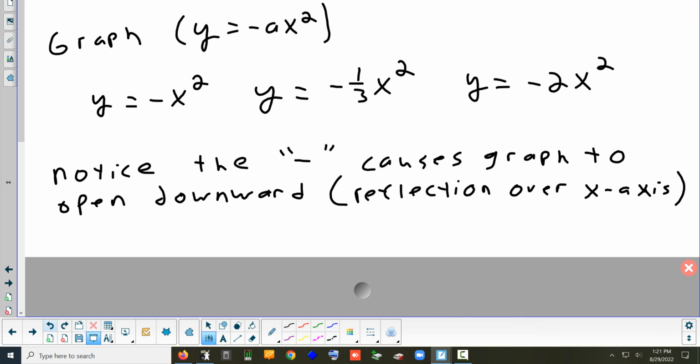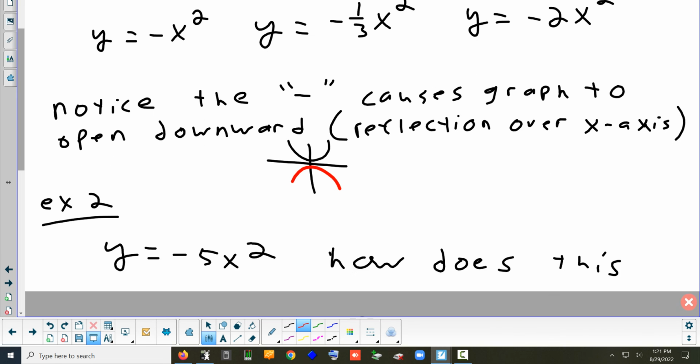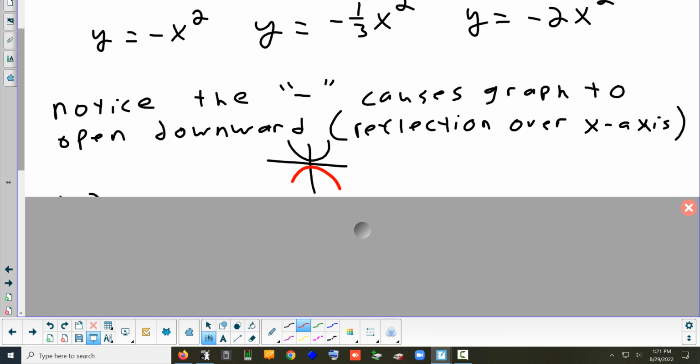Okay? So all of these graphs would open upward. If you reflected, it would cause it to open downward. So a negative in front of the function causes a reflection over the x-axis. A negative inside the squared function is a reflection over the y-axis. Any question on that?